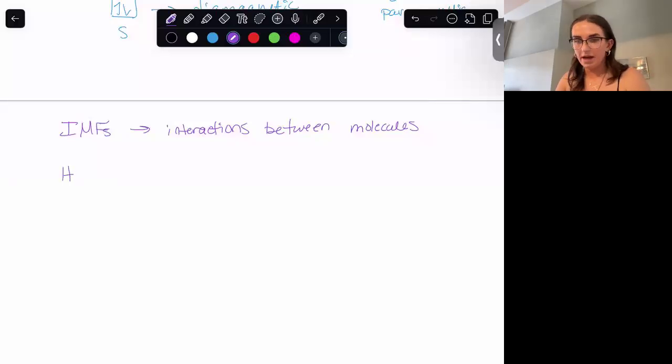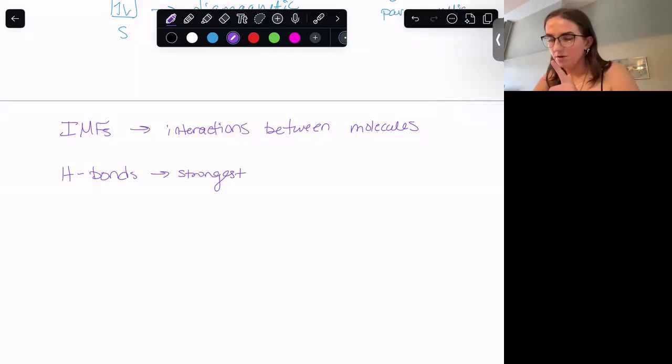Yep. So we have hydrogen bonds, which are going to be our strongest. In terms of the same molecule having forces with itself, that's intra, which is going to be an ion dipole. Inter is between molecules. So H bonds are going to be our strongest.